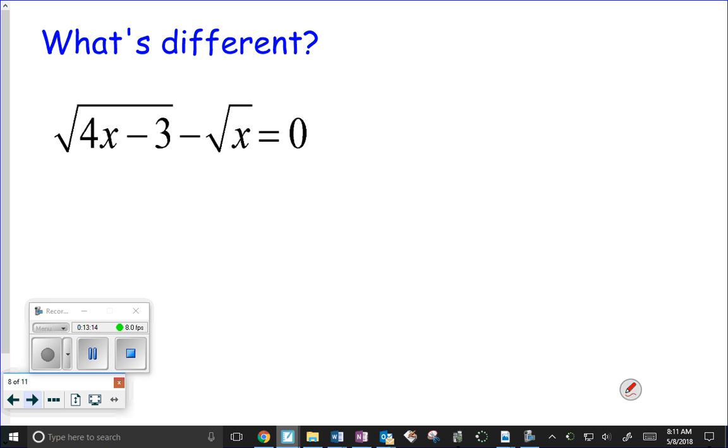What do you think you'd do with this before you start? Yeah, I'd probably bring this guy over here so that I would have a radical on each side. So I'd have a radical here, and this guy would go over as a positive radical. Now I have a problem just like the last one. I'll square both sides.